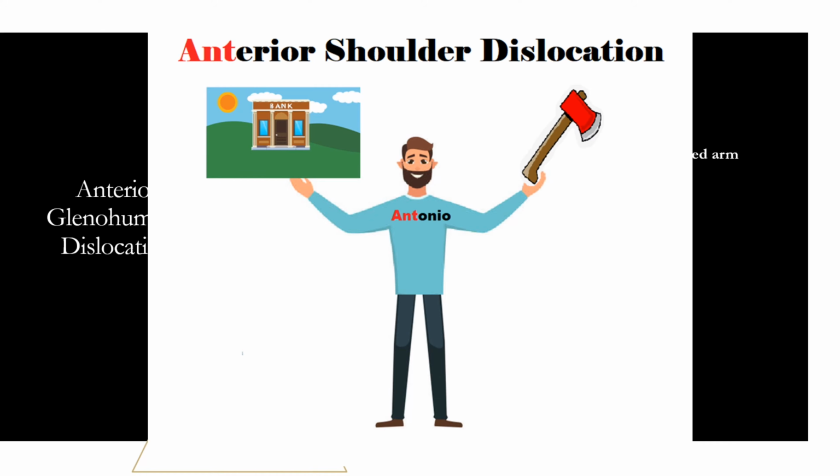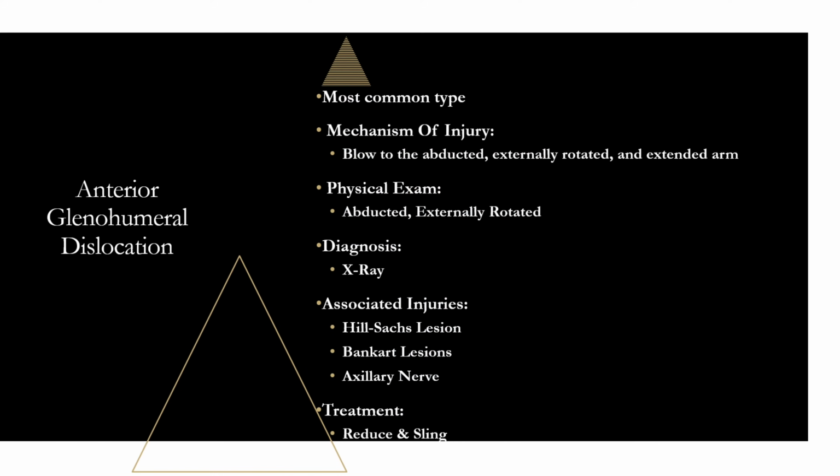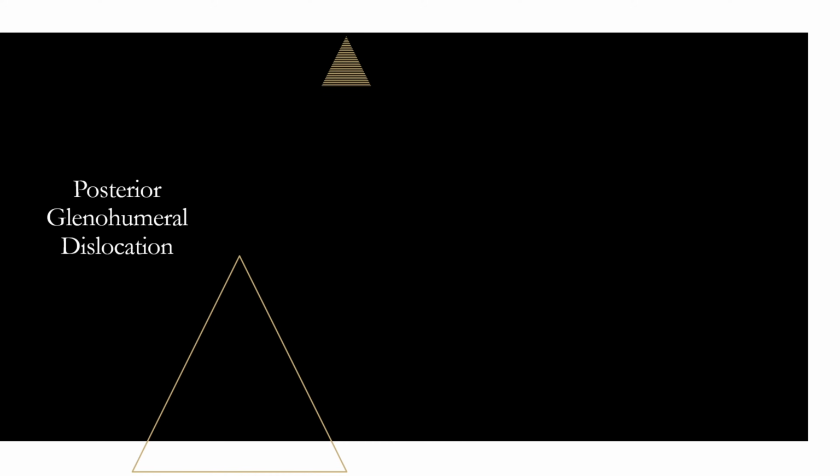He's holding an axe in the other hand, axillary dysfunction. His name's Antonio. That helps you remember anterior dislocation. And then his arms are up and out, abducted and externally rotated. That helps you remember basically all the things you need to know for anterior dislocation. So remember Antonio. Okay, moving on to your posterior glenohumeral dislocation.